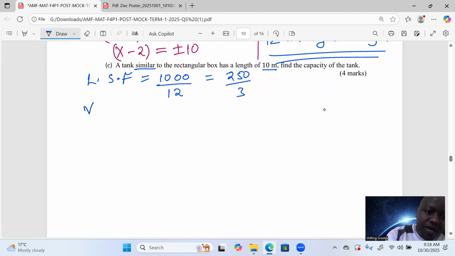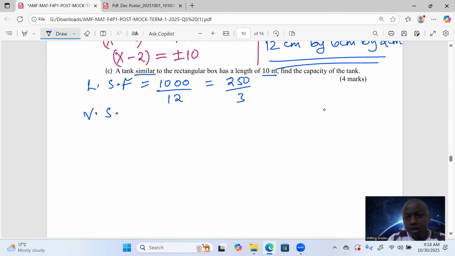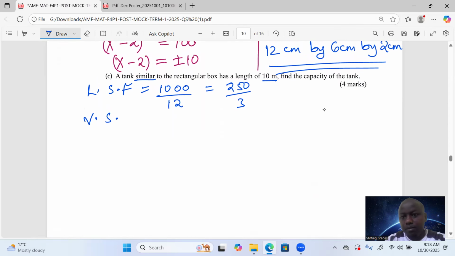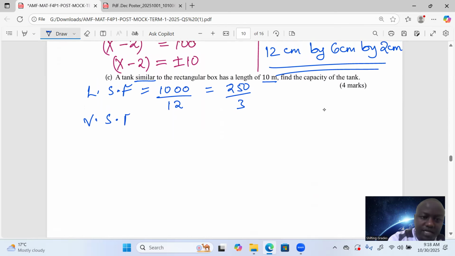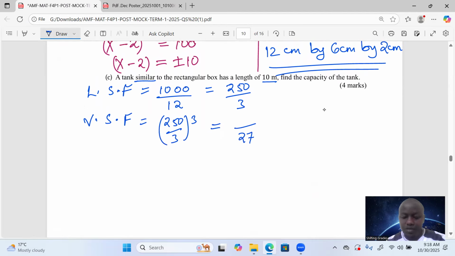It means they also share what you call volume scale factor. So the volume scale factor will be when we cube 250 over 3, that is 250 cubed over 3 cubed, which is 27. So we're supposed to cube 250 to give us 15,625,000. That is now the volume scale factor.